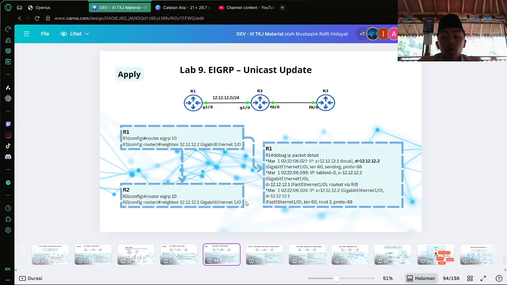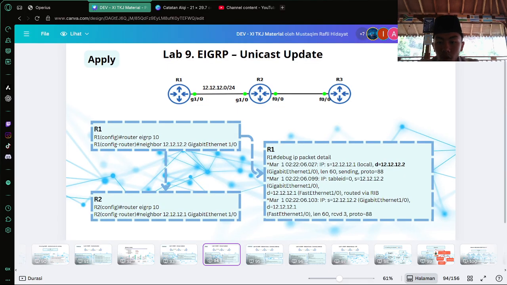The command neighbor 12.12.12.2 on GigabitEthernet 1/0 on router 1 tells it to send AGRV packets directly and only to router 2's IP address. Similarly, router 2 is configured to send the packet directly to router 1.